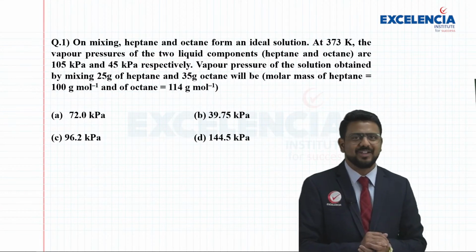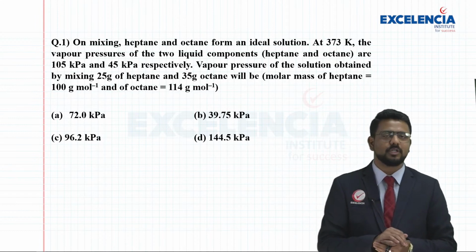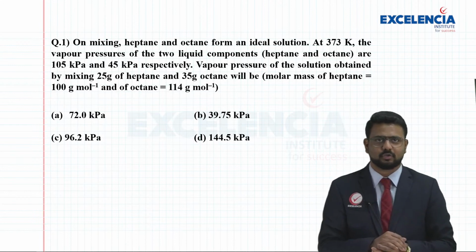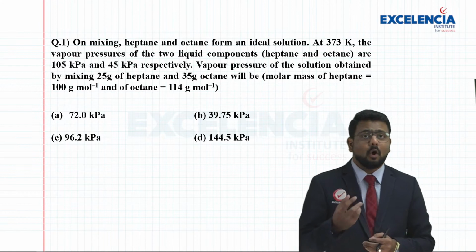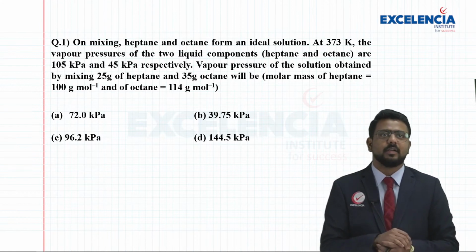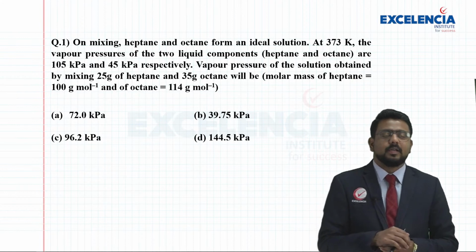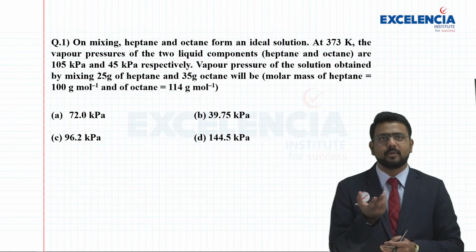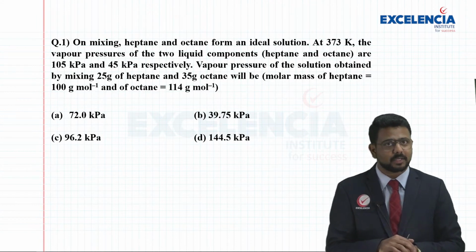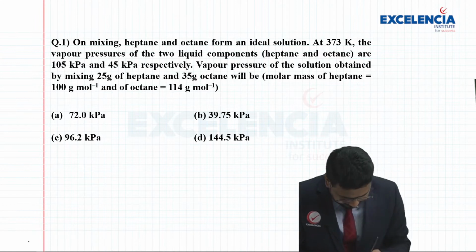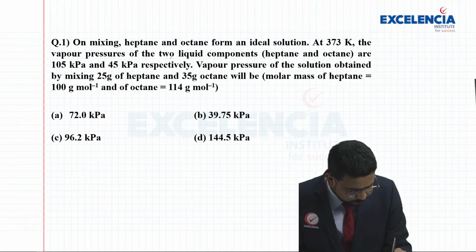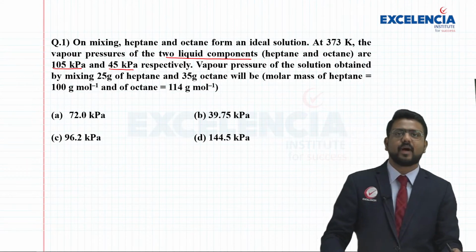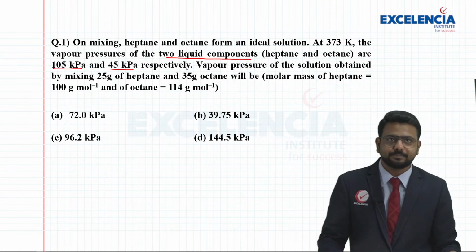This question is based on the chapter Solutions, and here we are dealing with vapor pressure and Raoult's law. The question is: on mixing heptane and octane, they form an ideal solution. At 373 Kelvin, the vapor pressures of the two components, heptane and octane, are 105 kilopascals and 45 kilopascals. So you have been given the vapor pressure of these components in their pure state.